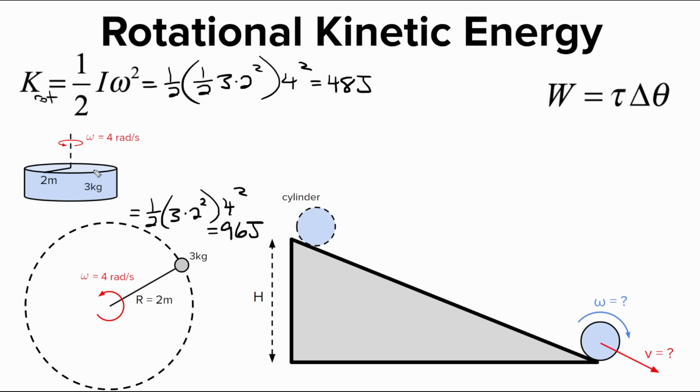Kind of makes sense. Like 3 kilograms rotating around its center is going to have less rotational kinetic energy than 3 kilograms that's actually pushed out 2 meters away. If all the mass is at the edge, you get more rotational inertia. So this is going to have more rotational kinetic energy.